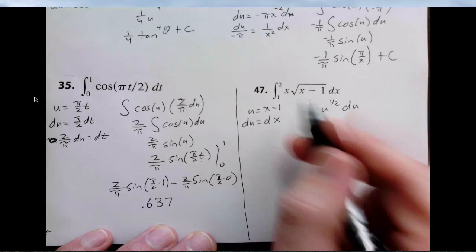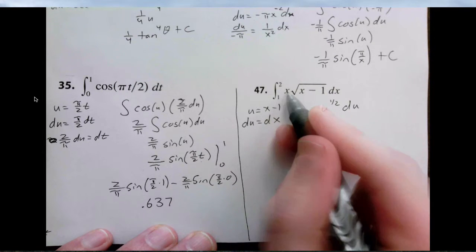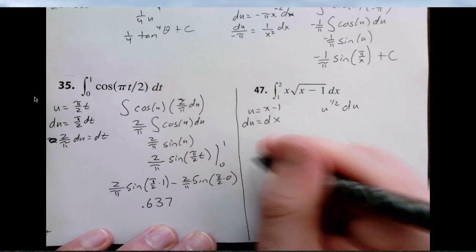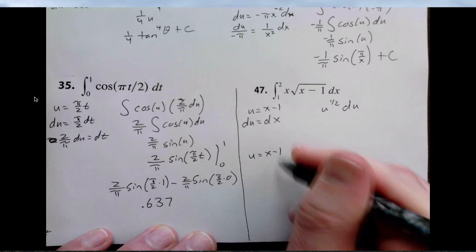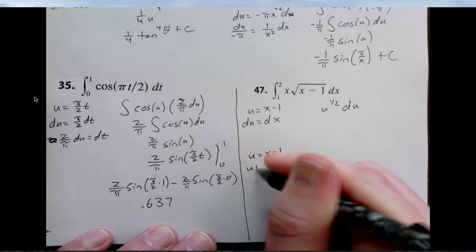What I cannot do is replace this x. So I'm going to take this u equals x minus 1. I'm going to solve for x by adding 1 to the other side.